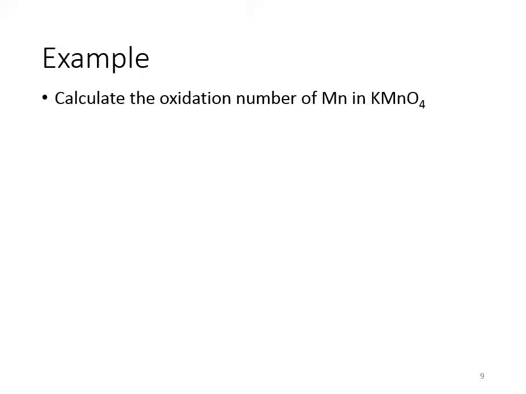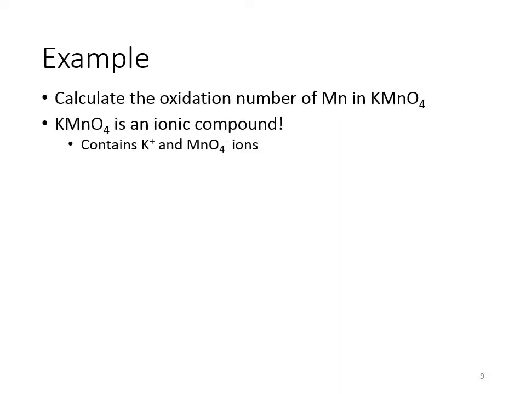When you see 3 elements in one of these ionic compounds, chances are one or both of the ions in the compound are polyatomic. In this case, potassium permanganate, KMnO4, is ionic, and it's actually composed of the potassium ion and permanganate ion, where permanganate ion is MnO4 with a negative charge.